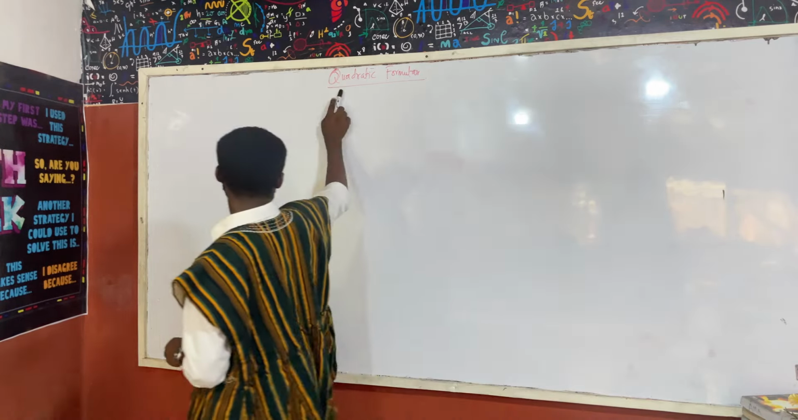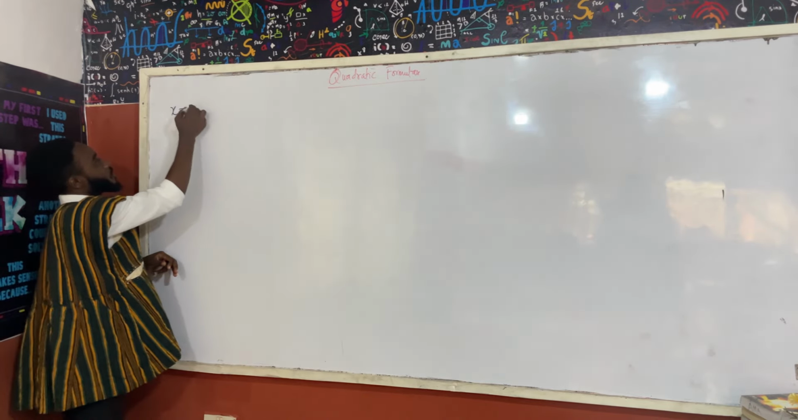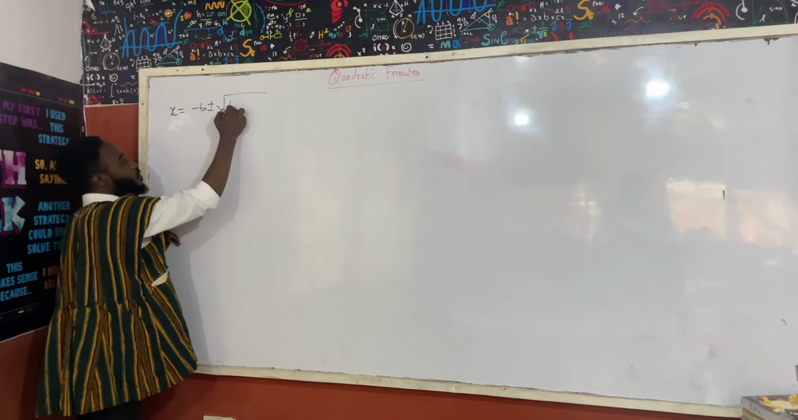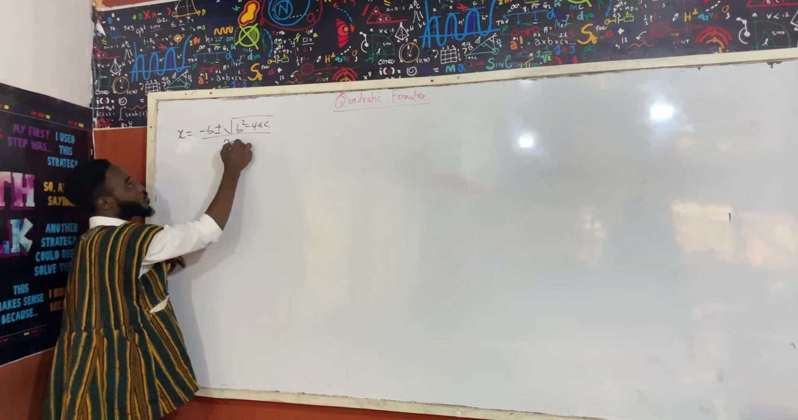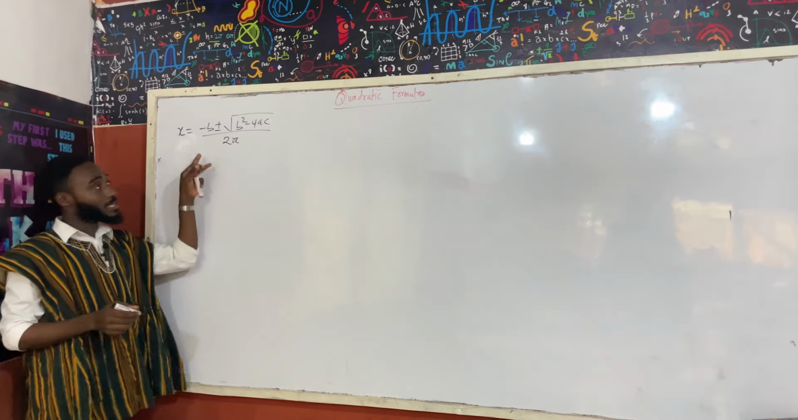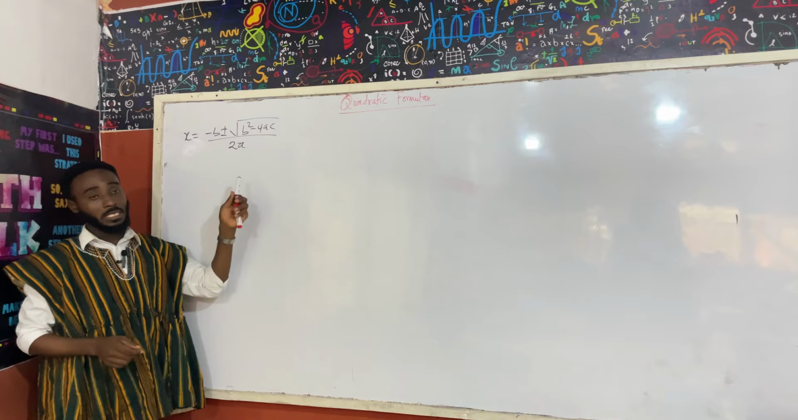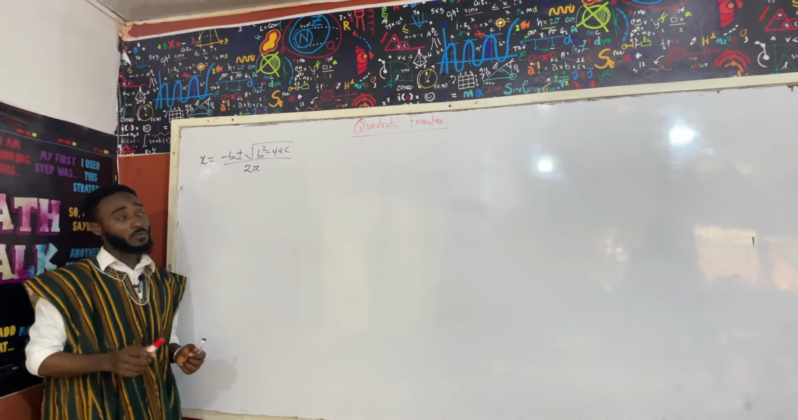So we have the quadratic formula. I'm sure we've come across it before. It's x is equal to minus b plus or minus root of b squared minus 4ac, all over 2a. And how do we prove this? We prove it from the completion of the square.